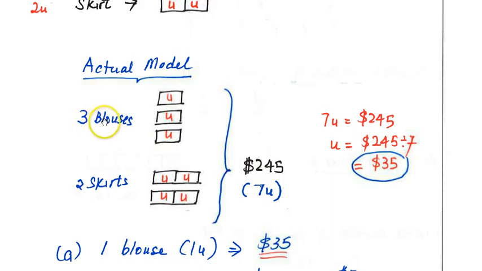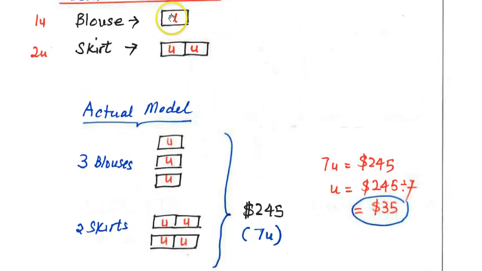Right, 3 blouses, each blouse is 1 U. Can you see? 1 U. So 3 blouses means 1, 2, 3, 3 U's. 1 skirt is 2 U, but there are 2 skirts, right? 1 skirt, 2 skirts, total 4 U's. Now these 2 items added together is 7 U's.